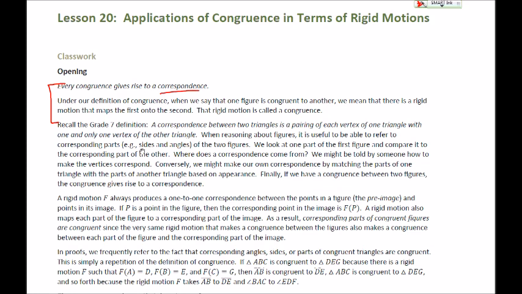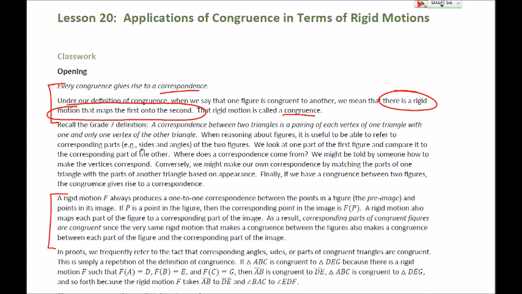Under our definition of congruence, when we say that one figure is congruent to another, we mean that there is a rigid motion that maps the first onto the second. That rigid motion is called a congruence. All right, that's kind of a summary of the thing we just talked about in the previous lesson. So just reemphasizing that point as it's kind of the heart to me of this entire lesson.